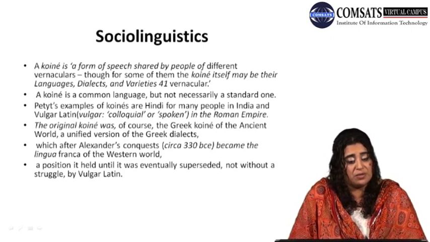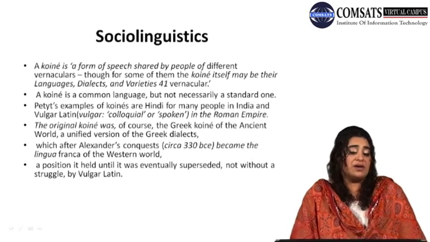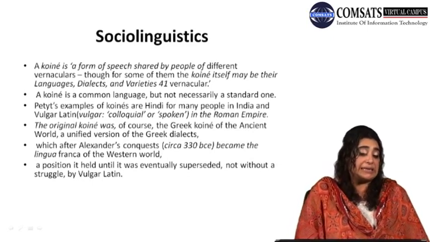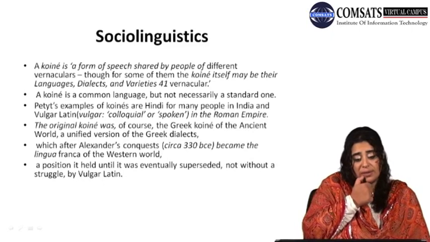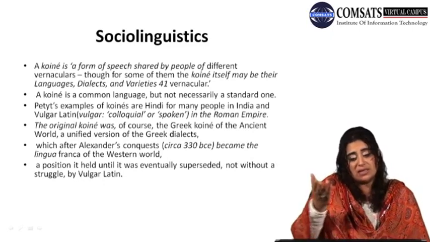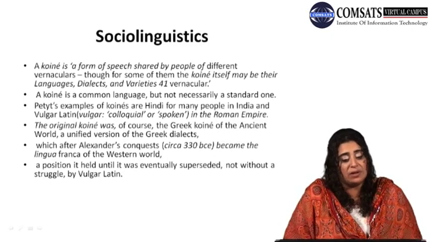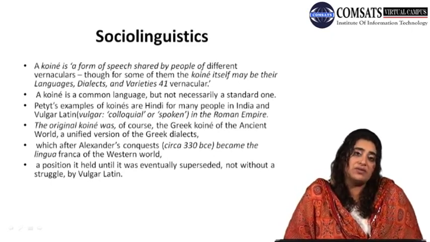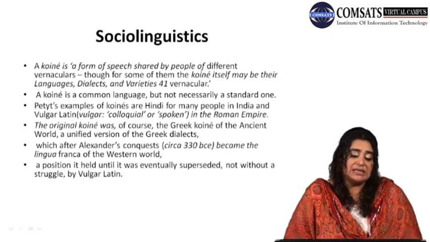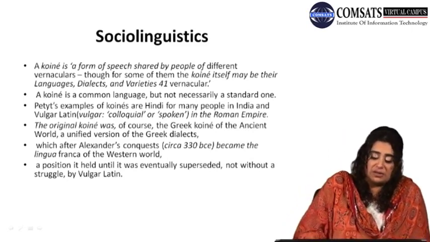So the original koine was, of course, the Greek koine of the ancient world, a unified version of the Greek dialects. After Alexander's conquest in circa 330 BCE, it became the lingua franca of the Western world, a position it held until it was eventually superseded, not without a struggle, by vulgar Latin.